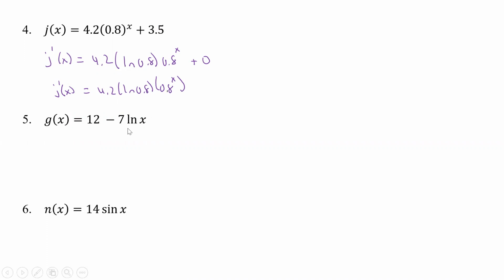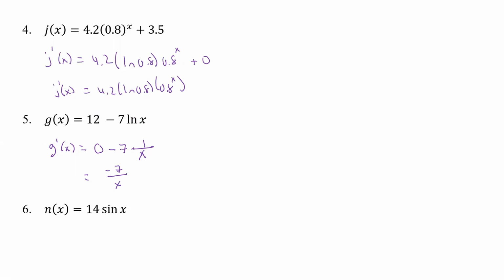Now we've got one with the ln, so that's going to be a little bit different. So what we're going to do is we have g prime of x equals, now we'll take a derivative of the first, which is 0, and then we have the derivative of this part. Well, that's going to be a minus 7 times, now the ln of x, when we take the derivative of that, that's 1 over x. Okay, and so this is 0, so this just becomes a negative 7 over x, and that's going to be our g prime of x.